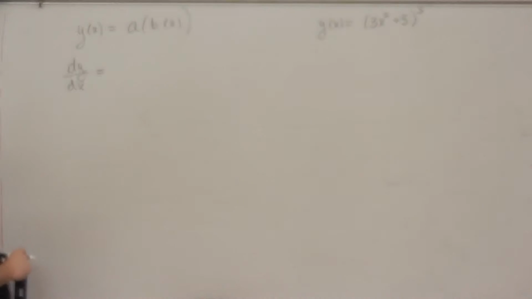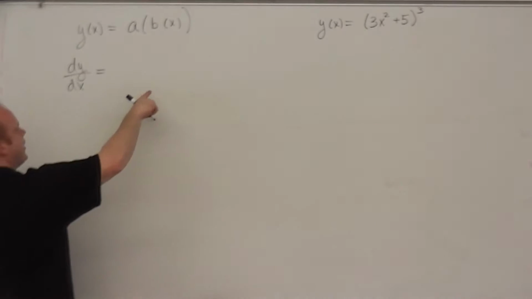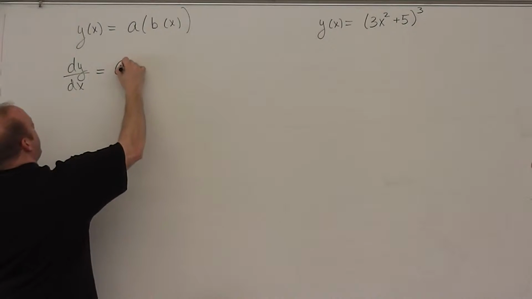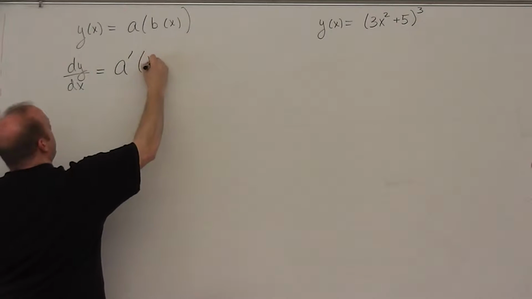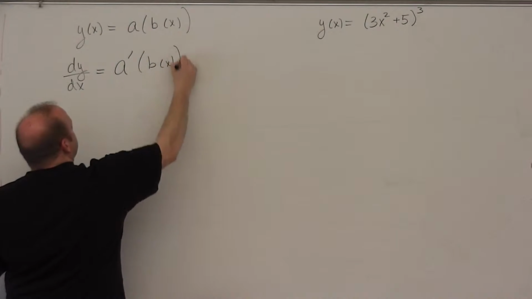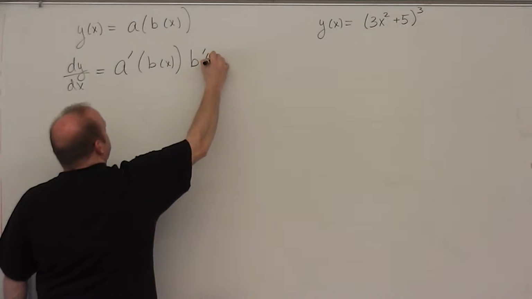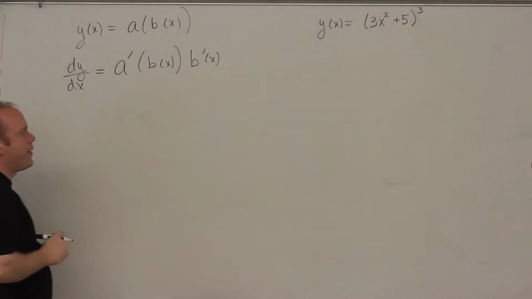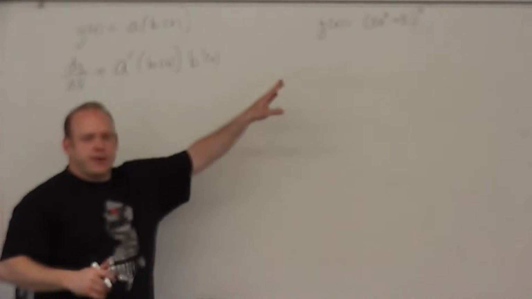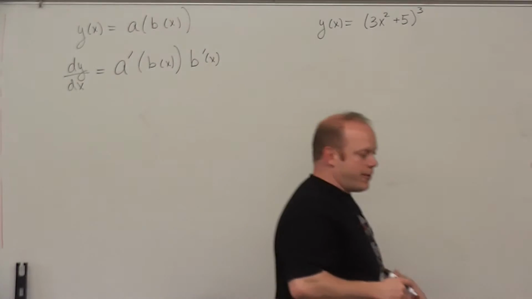It's really hard to do with dA/dx. All right, I'm just going to use the prime notation. A prime of b of x times b prime of x. Okay? Now, to understand what this means, it's much easier to understand once we look at a specific example.